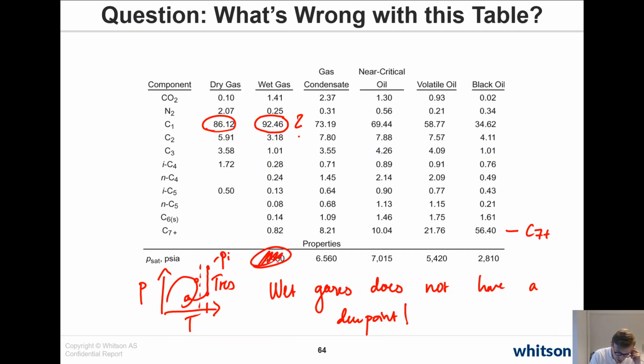So this is most likely wrong, and if you found this in a table in the SPE monograph on phase behavior and PVT by Whitson and Brulé, and if you know this, you're already one up on the monograph. Congratulations.